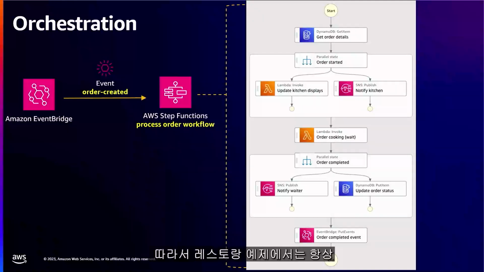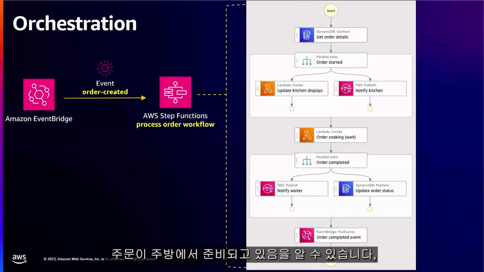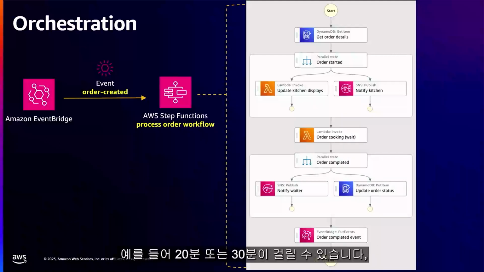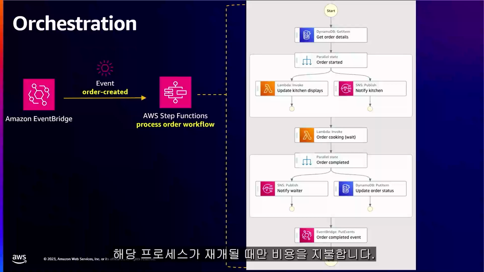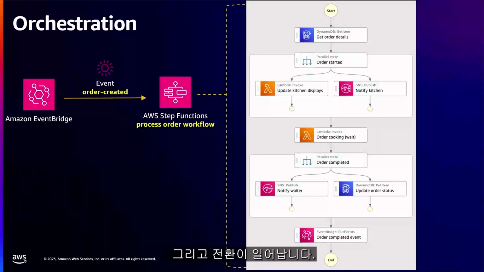So in our restaurant example, all the time that the order is being prepared in the kitchen, this may take 20 or 30 minutes, for example, we're not paying for anything. We'll only pay when that process is resumed and a transition happens.